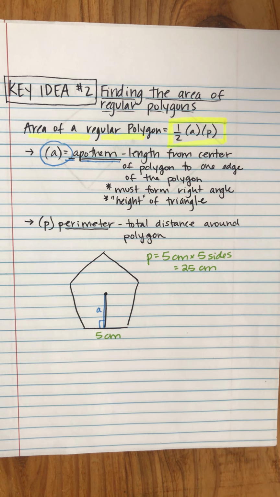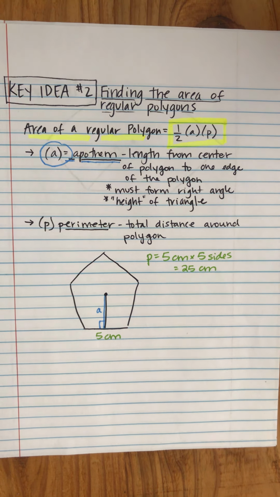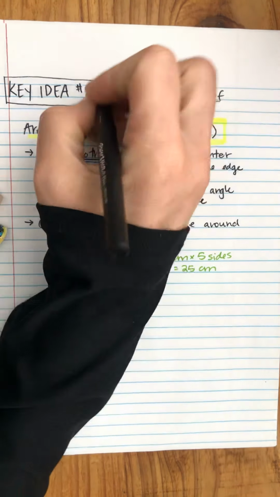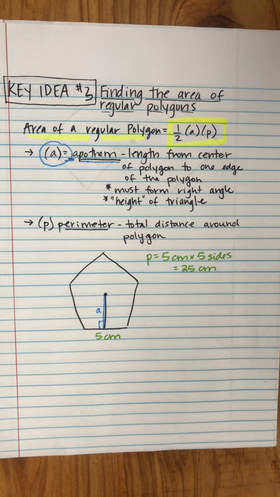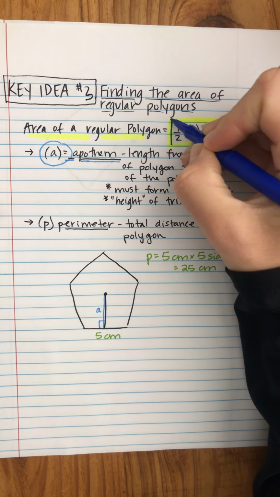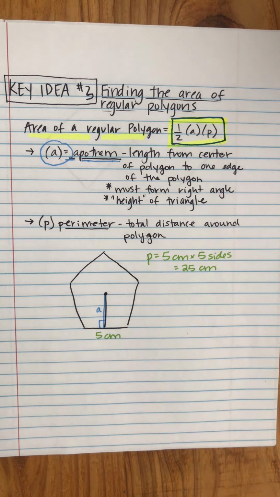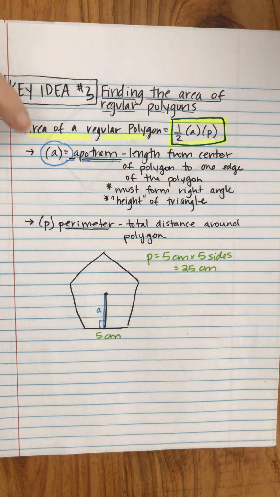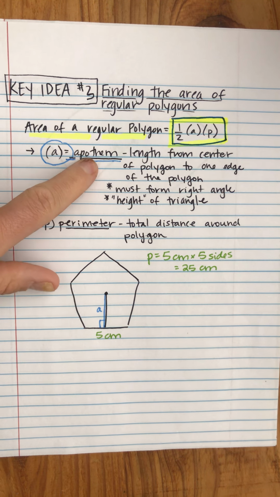Hey you guys. Okay, so the second big idea, or I guess the third big idea that we're looking at here is how we find the area of regular polygons. Now, we have a specific formula that we use for this. Our formula for finding the area of a regular polygon is we take 1/2 and multiply it by A times P. Now, A is a new idea for you guys. A stands for the apothem.